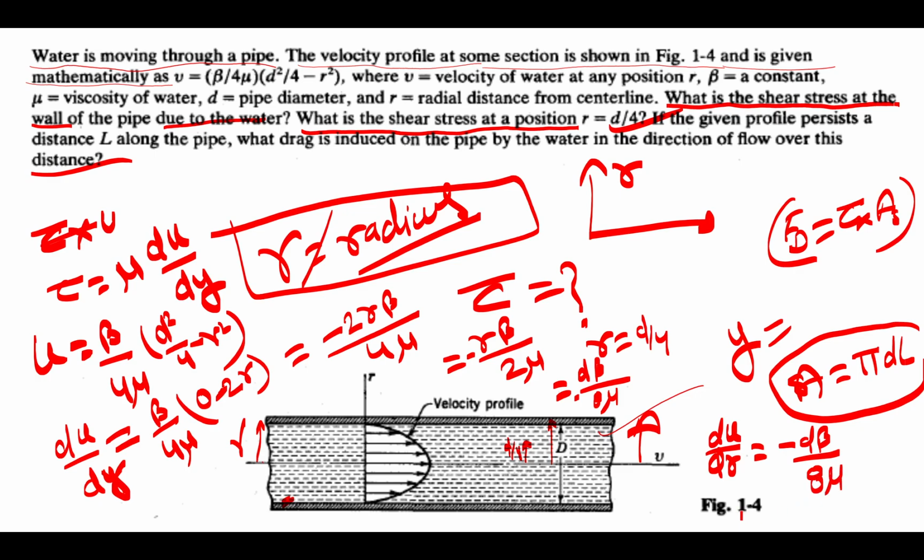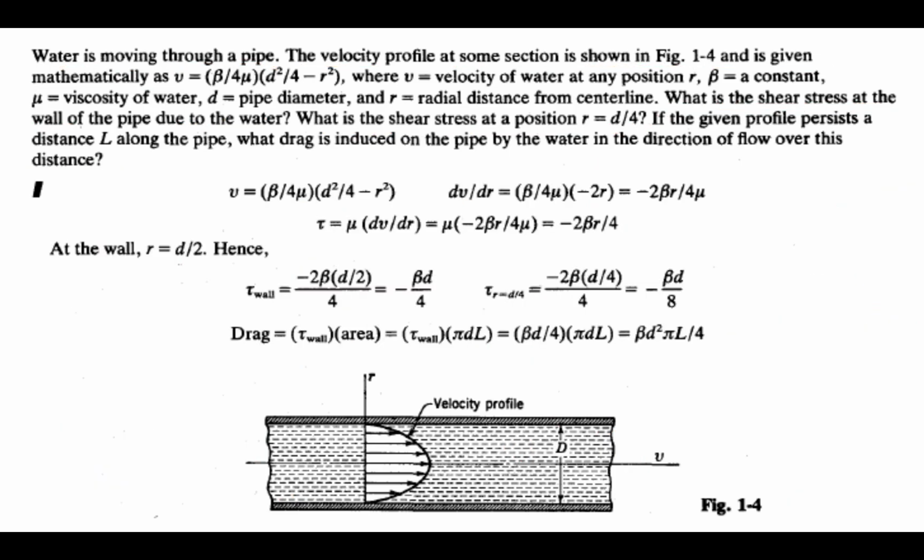Now you need to calculate your shear stress. When you multiply with mu, you will get minus d beta by 8. This is your shear stress. When you multiply with area, you will get the drag. So this is the whole calculation: minus beta d by 8, and when you multiply with the area pi d l, you will get your drag.